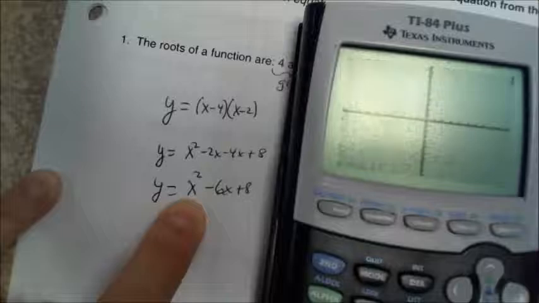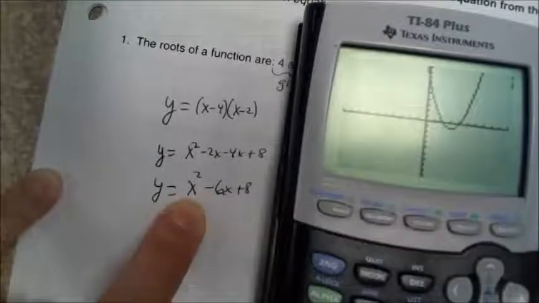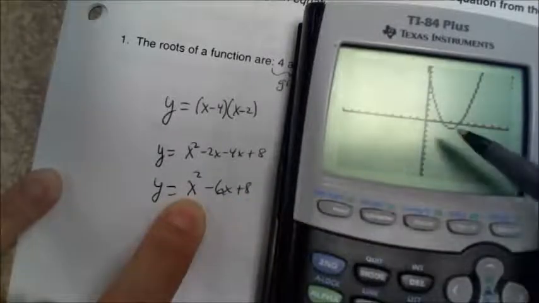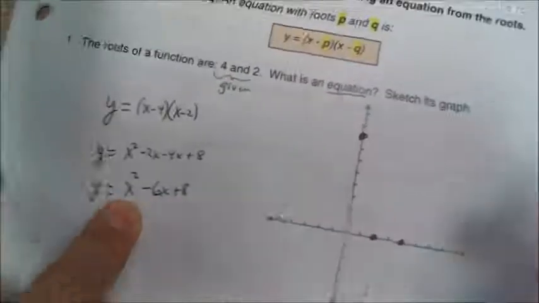That gives me a standard window. That's the 10 by 10. So that's what our graph looks like. It goes through 2 and 4, just down a little bit.